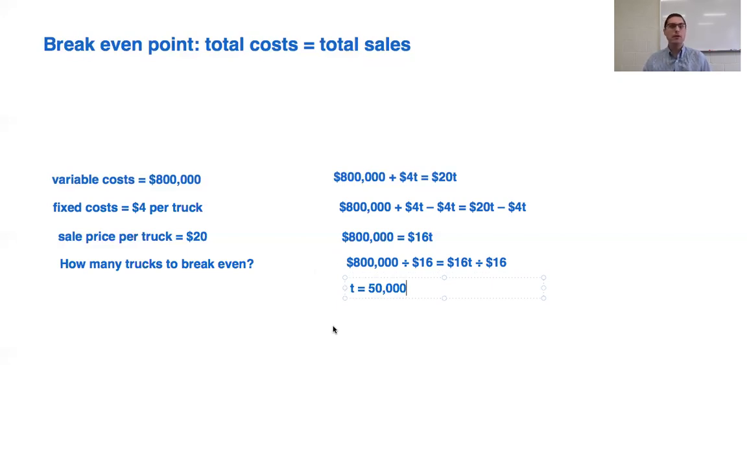And remember though, the goal of the company is not to break even. Their goal is to make a profit. So if they want to make a profit, they're going to have to sell more than 50,000 trucks. So that's what they're going to try to do in order to make a profit.